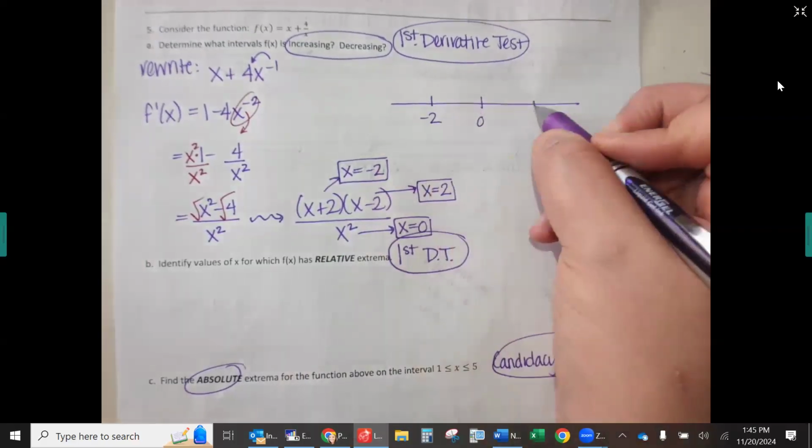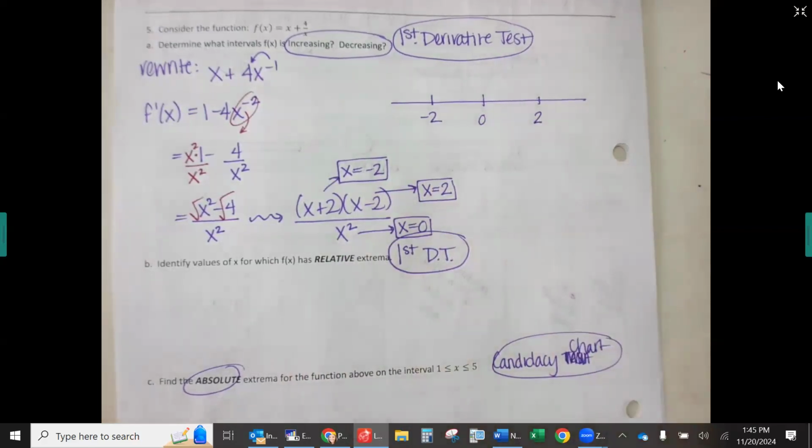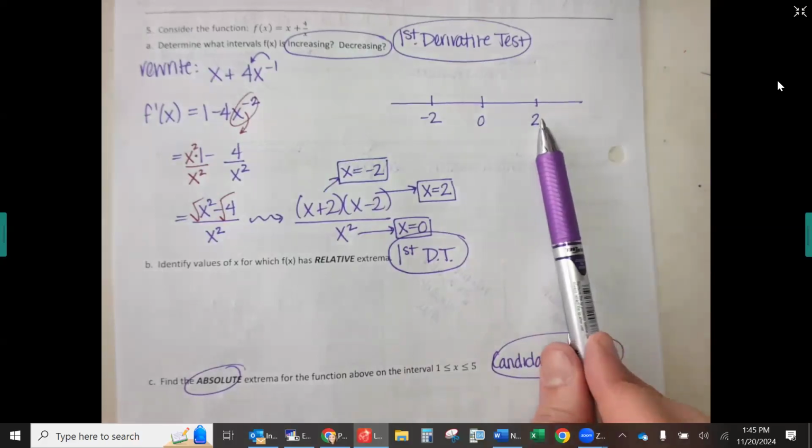0, -2, and 2. Pick a number bigger than 2. What could we pick? Okay, 3. We could also pick 10 though, whatever number we want. Okay, so let's do 10 just since it's big.